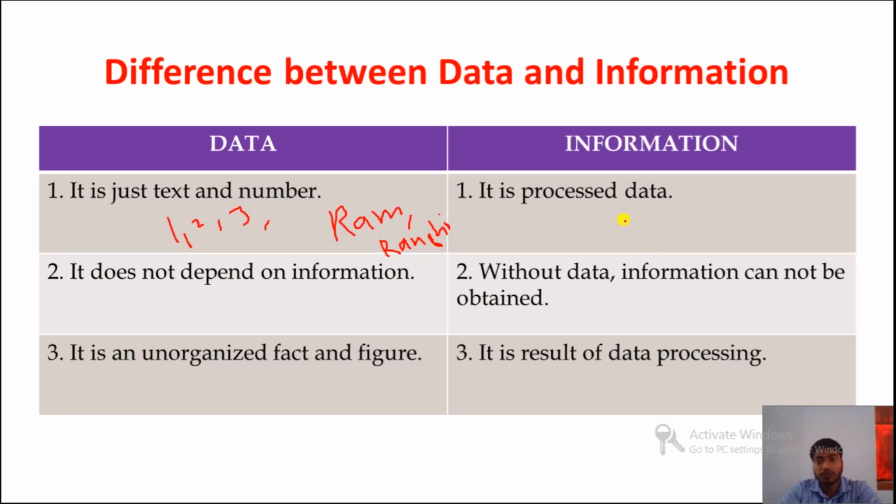Now information is processed data. Suppose you have given the data 2 plus 5 to the computer. After processing, the computer gives the output. According to this question, the computer will give 7. So this can be information according to this input. Or we can say this can be a result. So information is also called result, or we can say product. So this is the first difference.